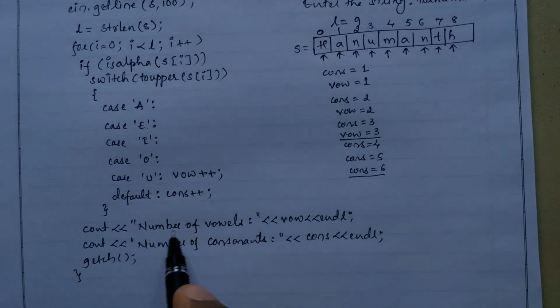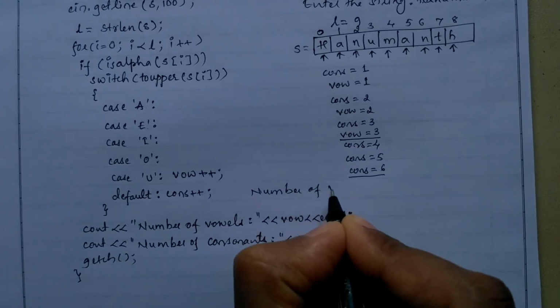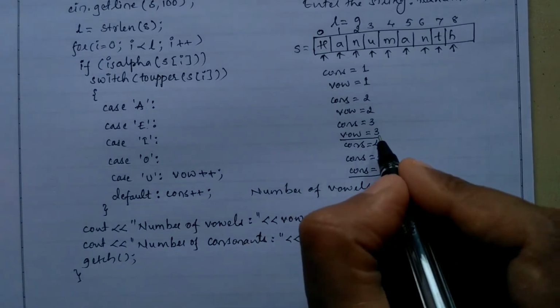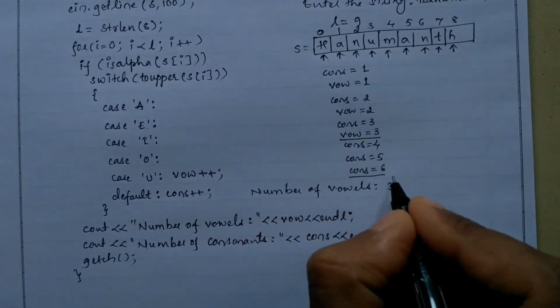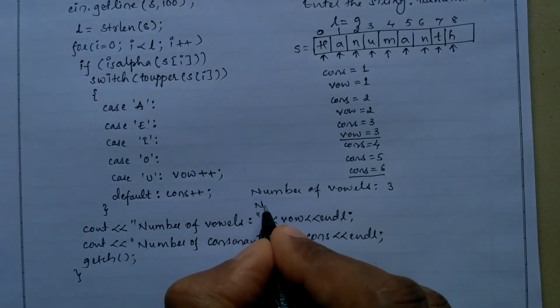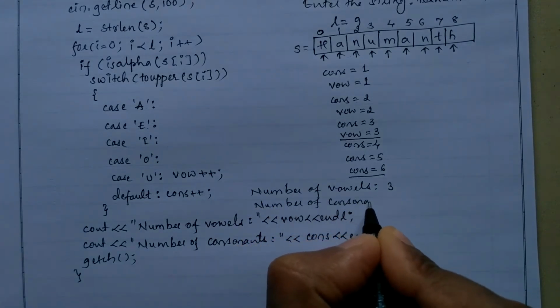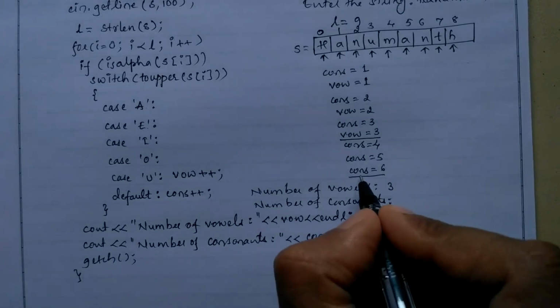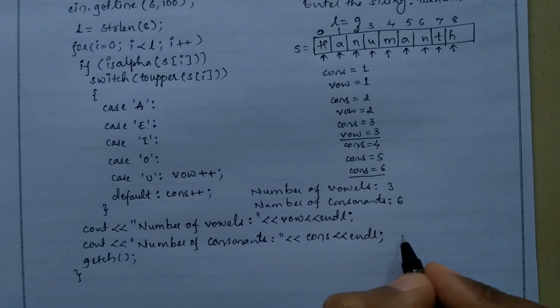So the next statement is number of vowels. Here I'm going to write number of vowels. So vow consisting of 3. And next, just because of this endl, the cursor comes down to the next line, and it is going to print number of consonants. So here consonant has got value 6. So 3 plus 6, total 9 characters we have.